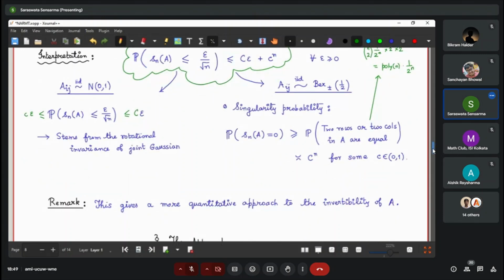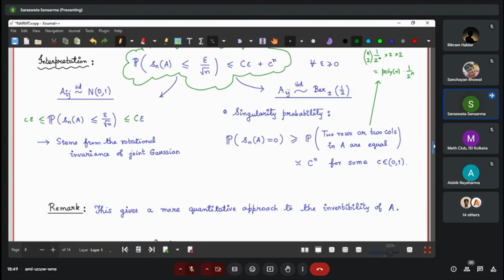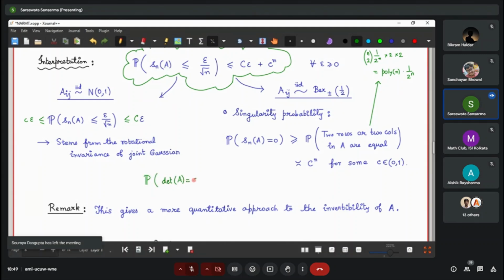So, one more idea, which I've talked to you about already, is that this gives a quantitative approach to the invertibility of this matrix A. But why don't we try working with the determinant? Why don't we just look at invertibility all by itself? The reason is that the determinant is a nasty polynomial.